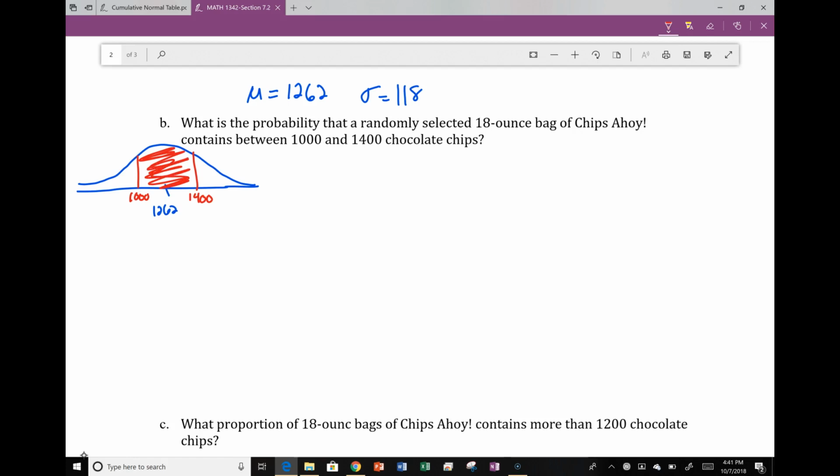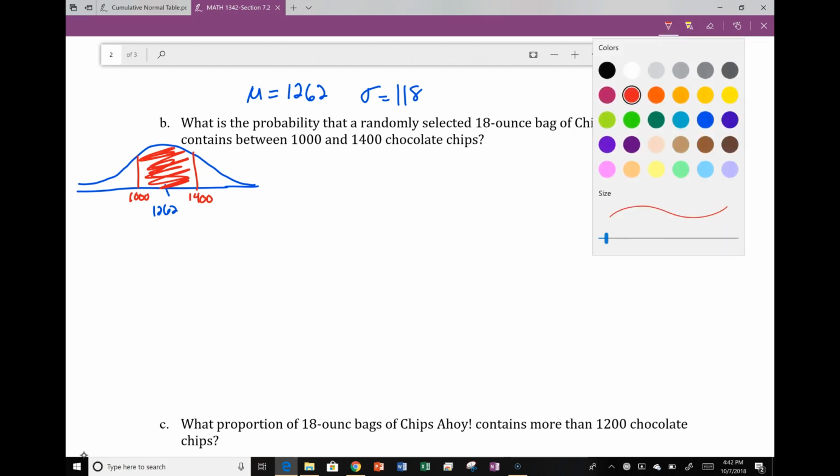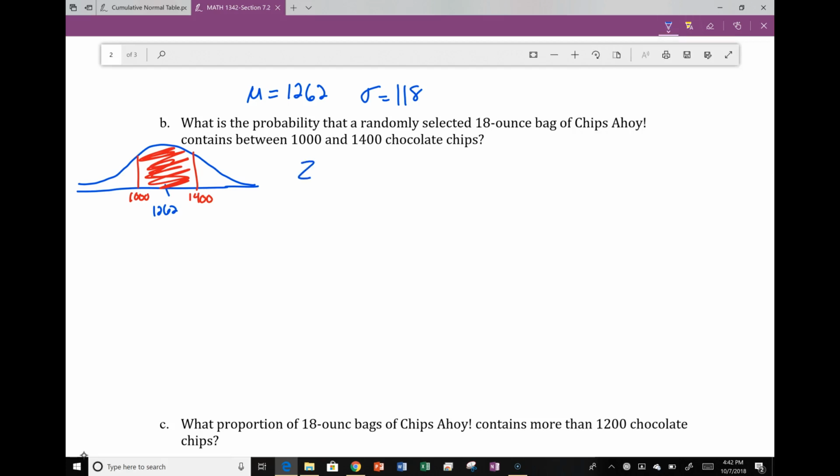Again, we cannot compare our straight values to each other. To get our probabilities, we have to normalize them in some way. So I'm going to normalize both of these. I need to normalize the 1,000. I'm going to subtract 1,262 divided by 118. And I'm going to normalize the 1,400, so I'm going to subtract 1,262 divided by the 118. Doing the 1,000, which we have already done, we get a negative 2.22.